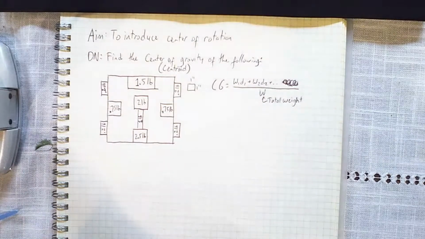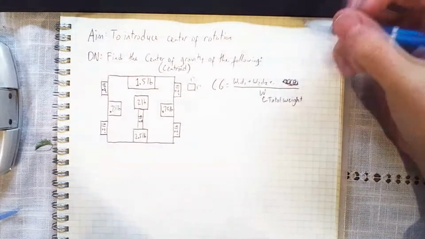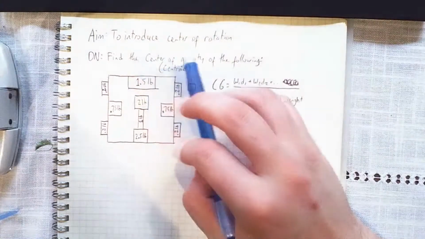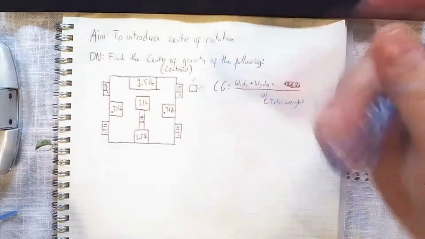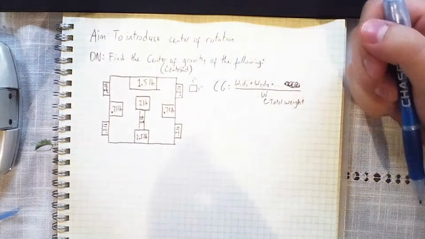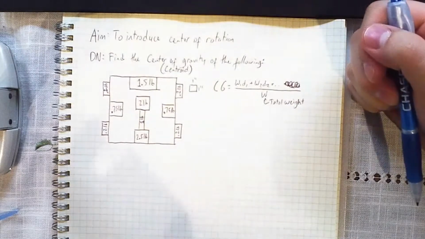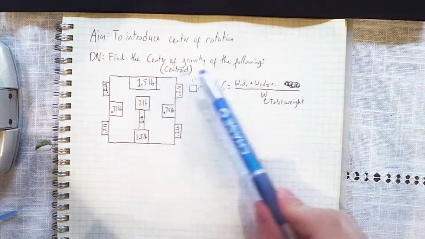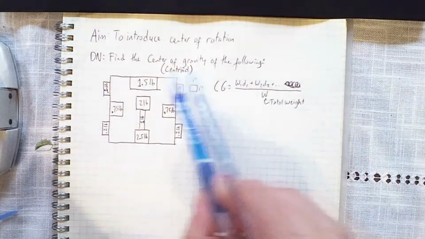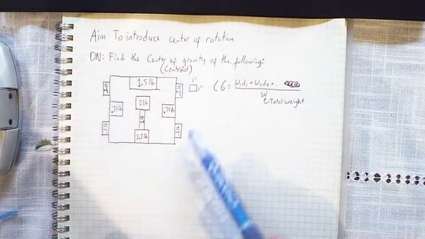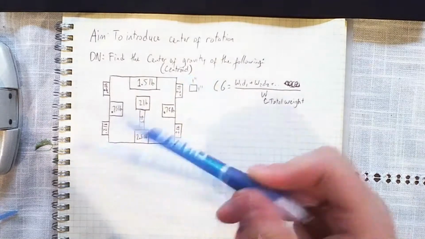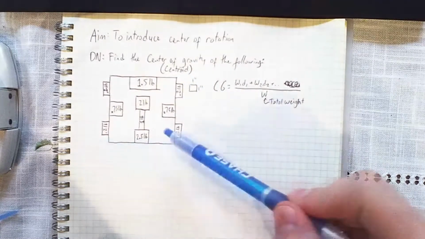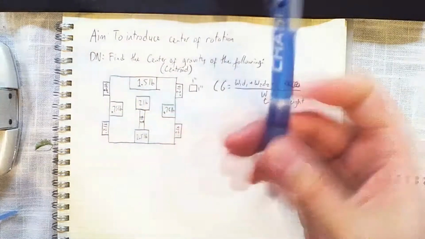So for today, we're going to introduce center of rotation and how it relates to center of gravity, which we learned about the last time we were in class. So what I want you to do for your do now is find the center of gravity of this object right here. Find the centroid, both in the x direction and the y direction.